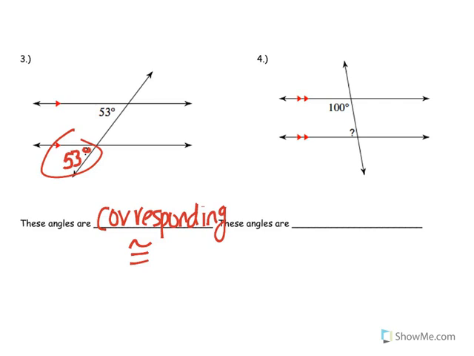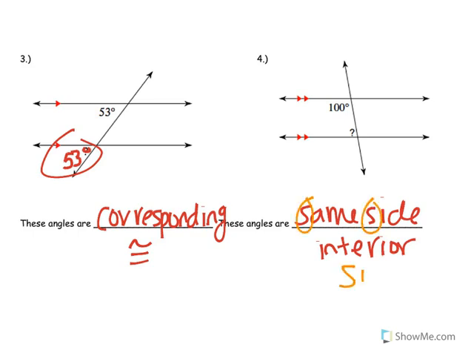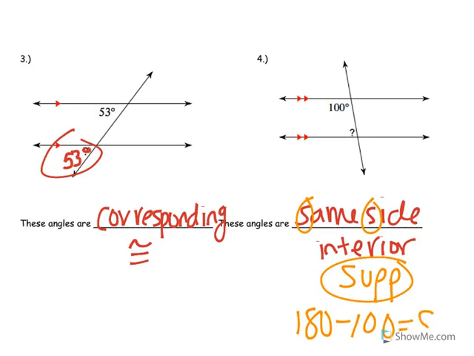Okay? Let's look at number 4. I have 100 and I have the question mark. Ooh, okay. Those are now same side interior angles. And now remember my little memory trick here. Same side, that was supplementary. Okay? So this question mark is not 100. I have to do 180, subtract 100, and I get 80 degrees for my unknown angle.